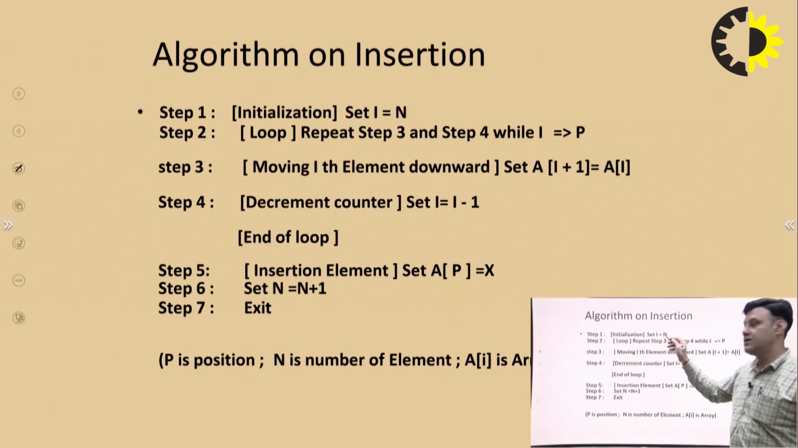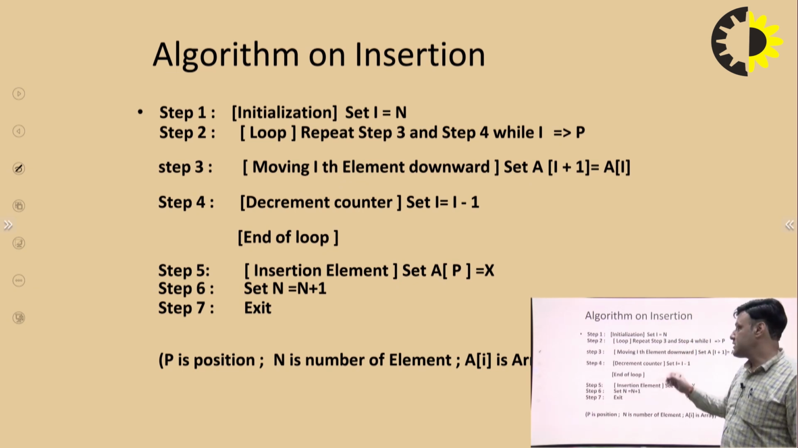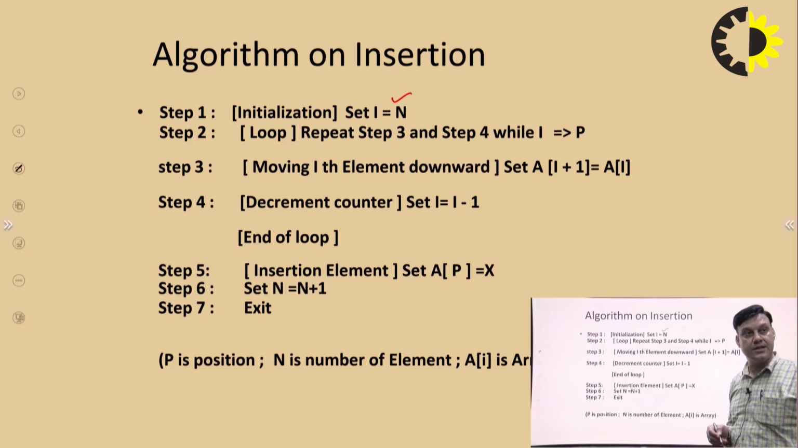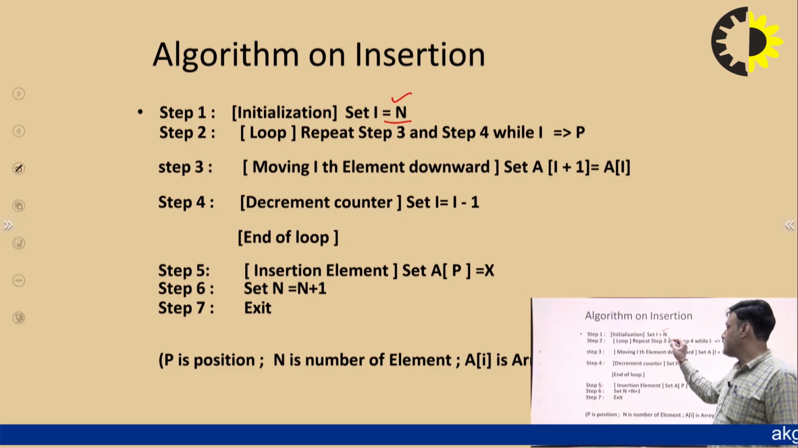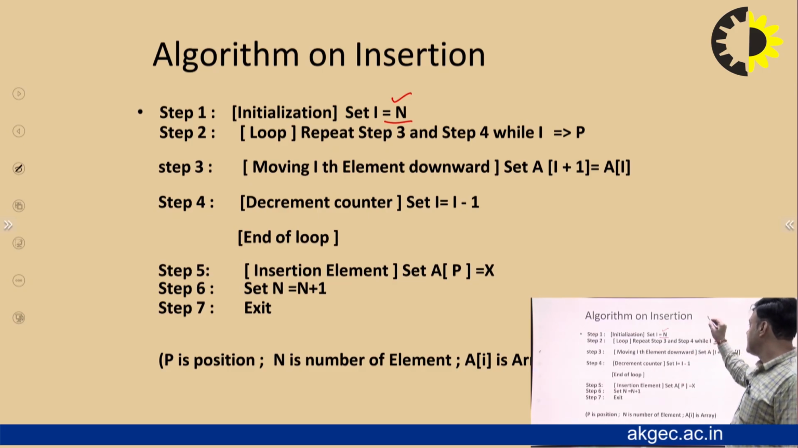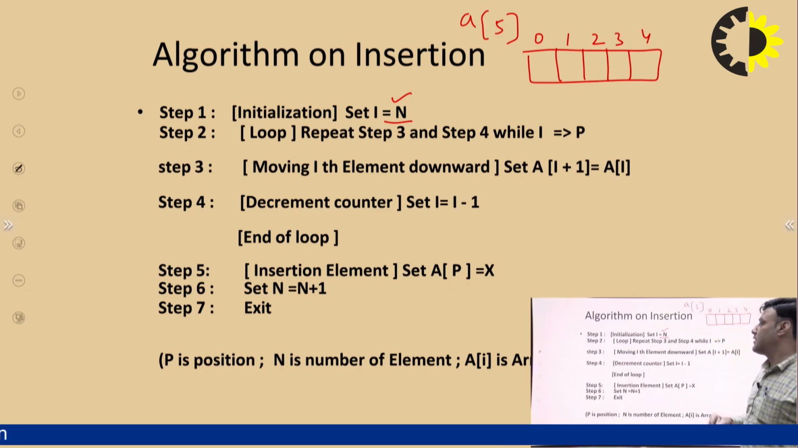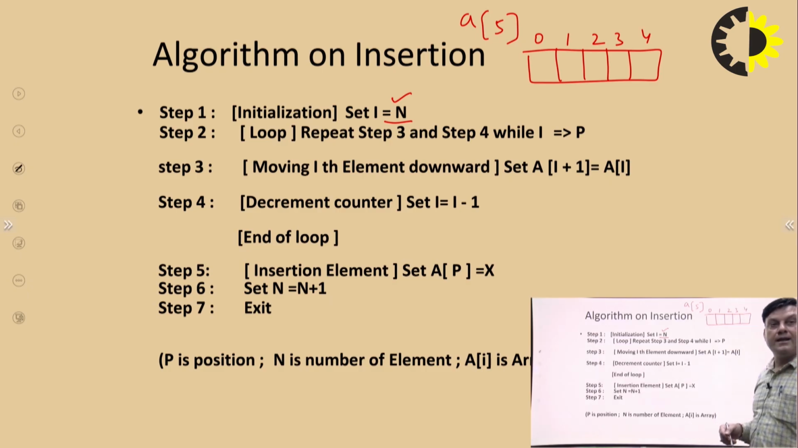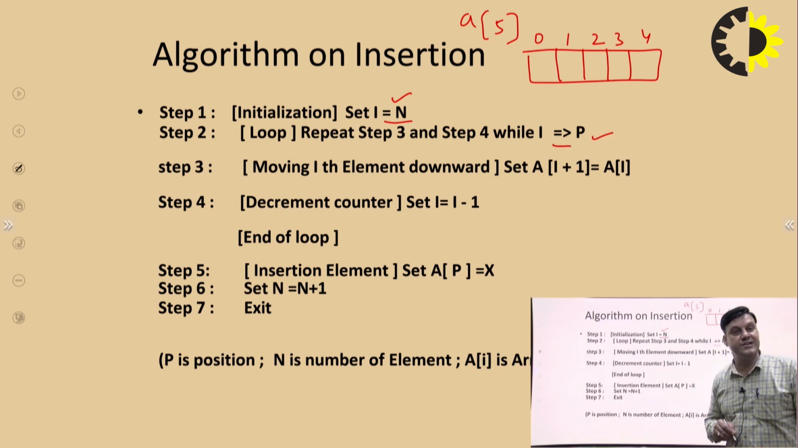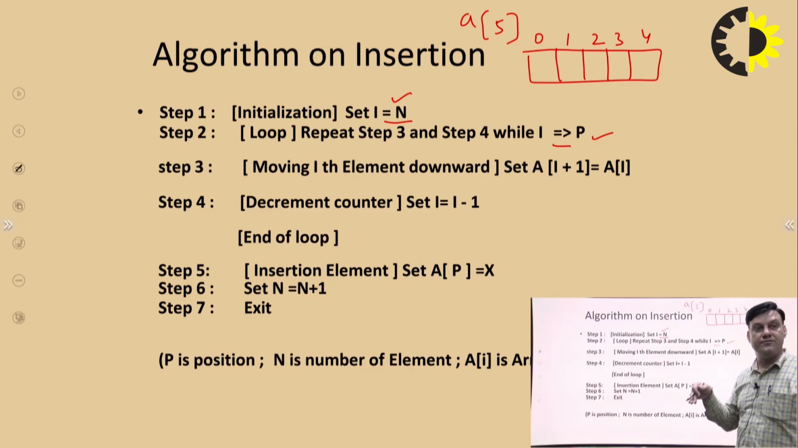So just see this algorithm. Firstly, initialization is done. Set I equal to n, right? How many elements are we going to insert? For example, I am taking an example of 0, 1, 2, 3, 4. It means A of 5. Okay? Now repeat steps 3 and 4 while I must be greater than or equal to P, until we reach this index position where we are going to insert.